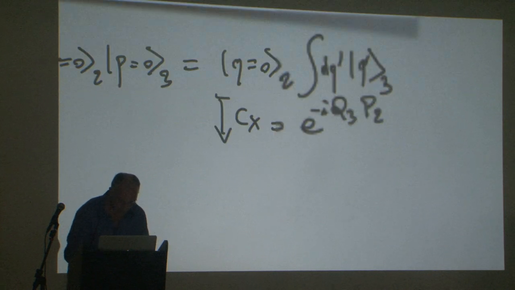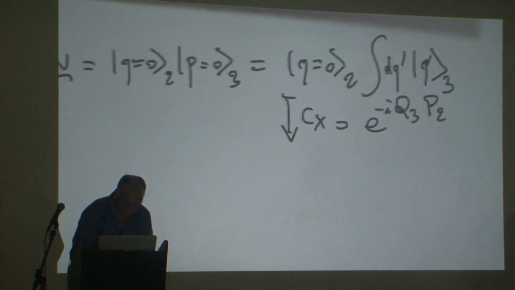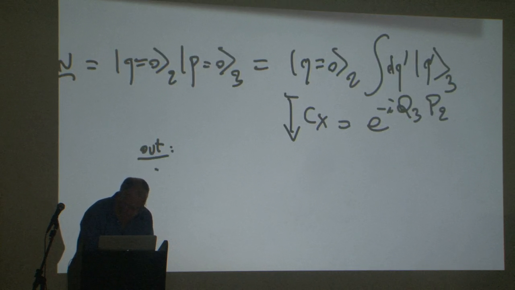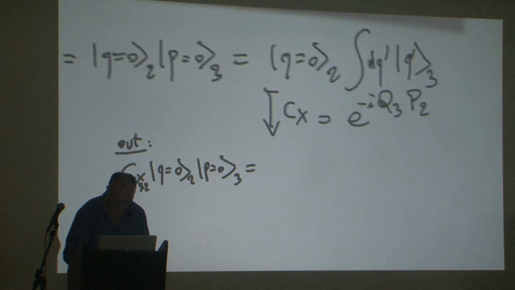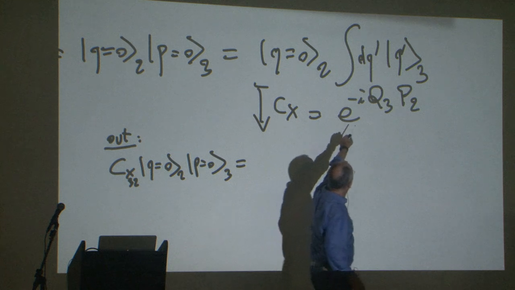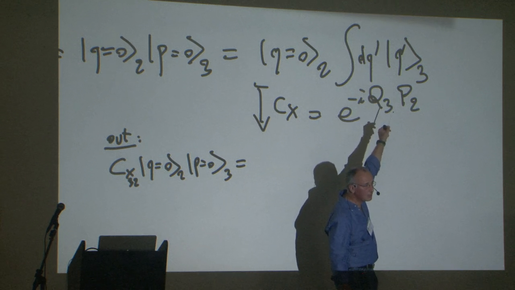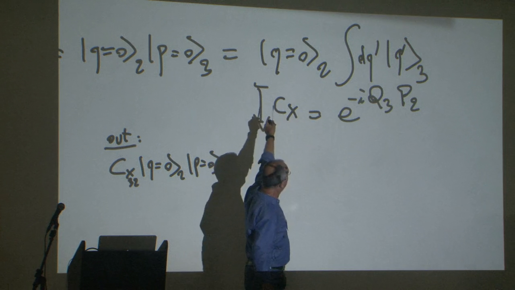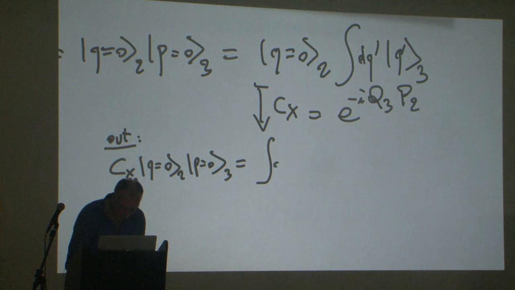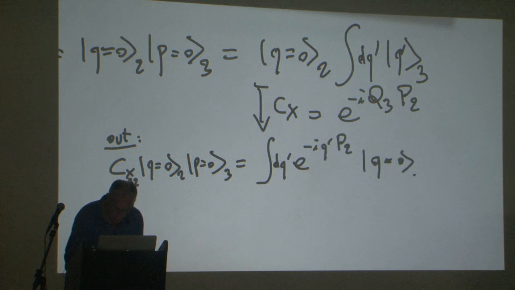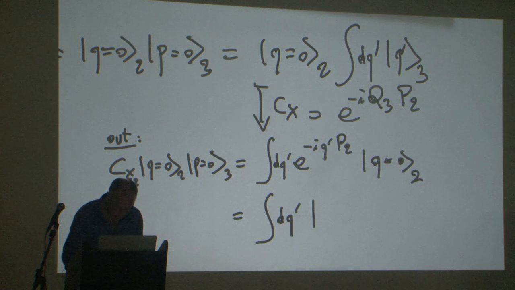Okay, here. So out is CX, Q equals, so e to the i 3 2, Q equals 0 for mode 2, P equals 0 for mode 3, and that's going to be okay. So the e to the i Q3 applies to ket 3, so it's e to the i Q prime, right? And then that thing hits that guy, and it's just a shift by whatever Q3 takes. So it's all inside the integral, sum over Q prime, e to the minus i Q prime P2 of Q equals 0 for mode 2, and that's just the sum over dQ prime, 0 plus Q prime.